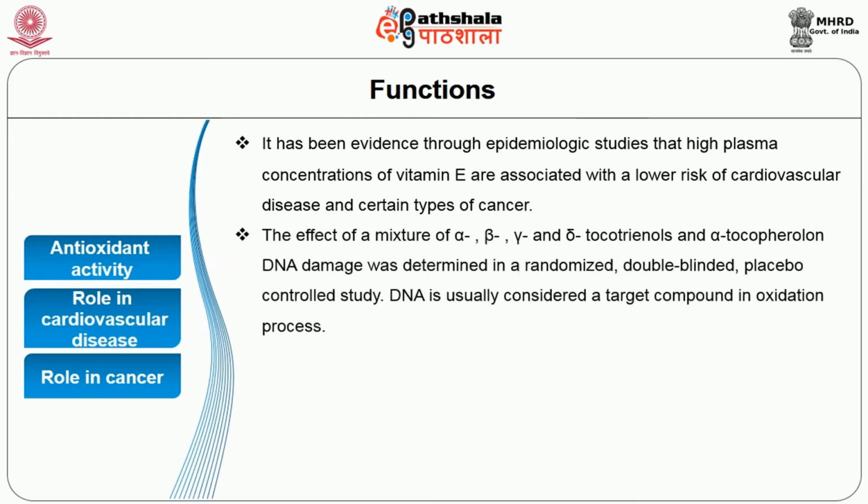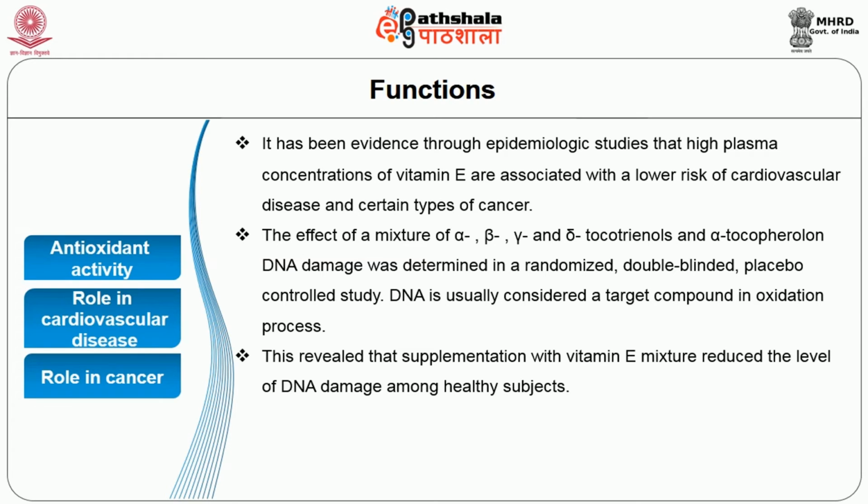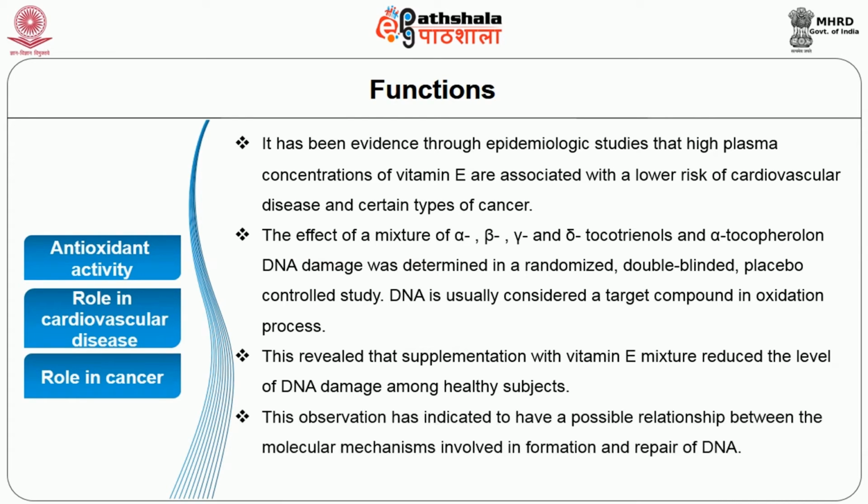The effect of a mixture of alpha, beta, gamma and delta tocotrienols and alpha tocopherol on DNA damage was determined in a randomized double-blind placebo-controlled study. DNA is usually considered a target compound in the oxidation process. This revealed that supplementation with the vitamin E mixture reduced the level of DNA damage among healthy subjects. This observation has indicated a possible relationship between the molecular mechanisms involved in formation and repair of DNA.